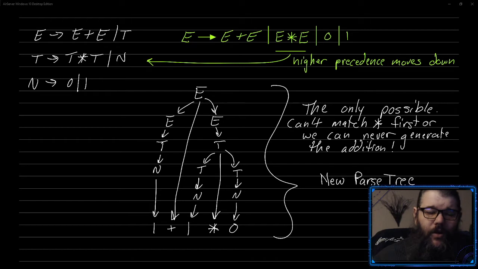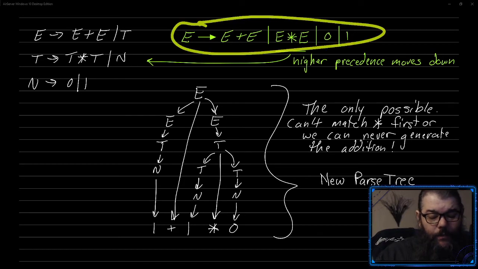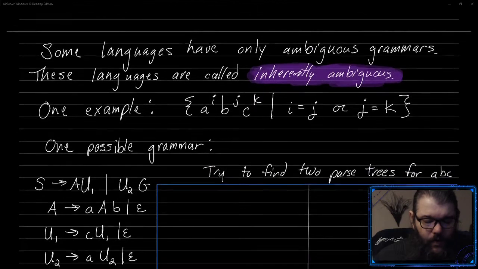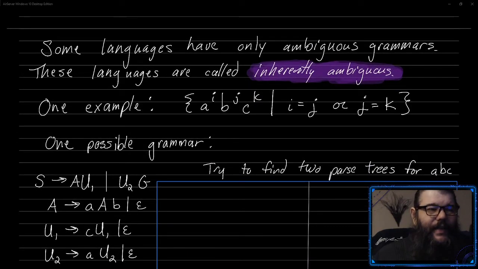So there's two terms. Ambiguous applies to grammar. Inherently ambiguous applies to languages. This language of addition and multiplication with binary numbers is not inherently ambiguous. This grammar is ambiguous. This grammar is not ambiguous. So here's our definition. Problematically, perhaps, there are some languages that are inherently ambiguous.